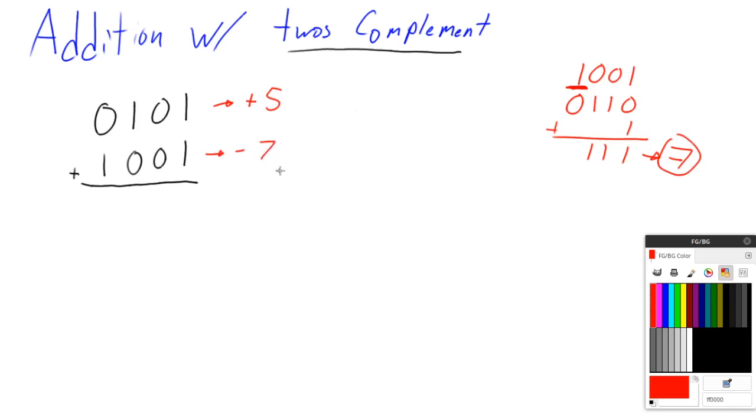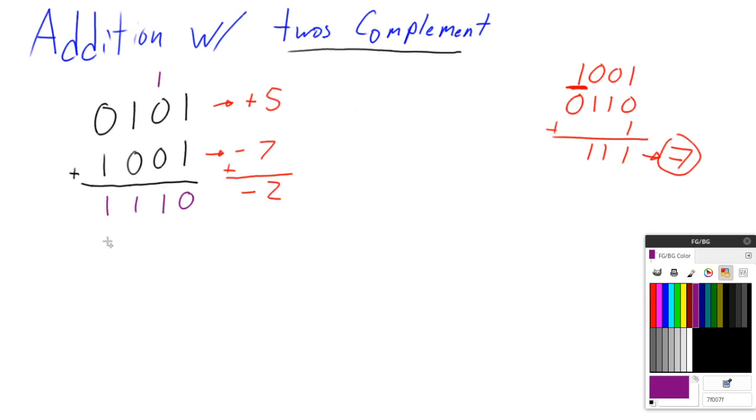All right, so what do we expect? Well, if we add these guys together, positive 5 to negative 7, we expect to get a negative 2. And let's see what we end up with here, eh? Let's do purple. So I'm just going to add this like regular and see what happens. 1 and a 1, well, that's a 0 with a carry. 1 and 2 zeros, that's just a 1. 1 and a 0 is a 1. And 0 and a 1 is a 1.